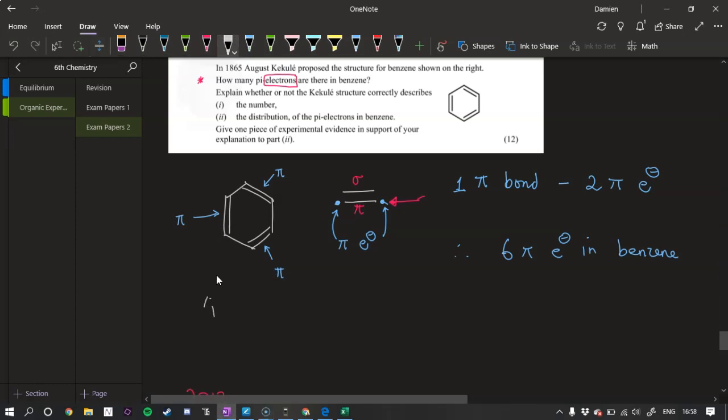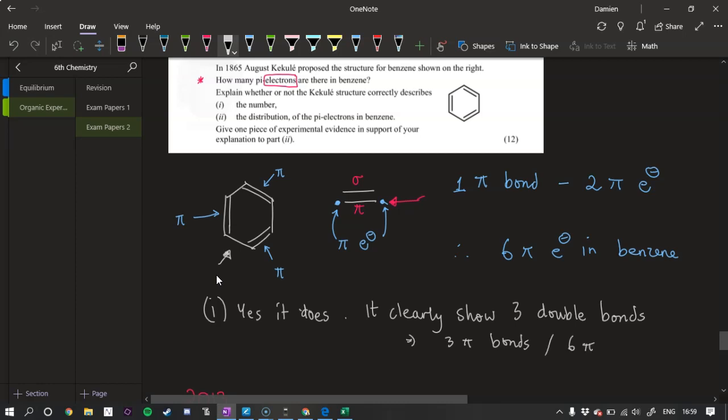Okay, so looking at part 1. Does it correctly describe the number? So does this particular shape describe the number? And I would answer yes, it does. And the reason why it does, and this is your explanation, is it clearly shows 3 double bonds. And because it shows 3 double bonds, that implies you have 3 pi bonds or 6 pi electrons. So that's the first one.